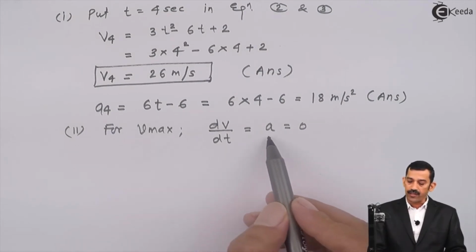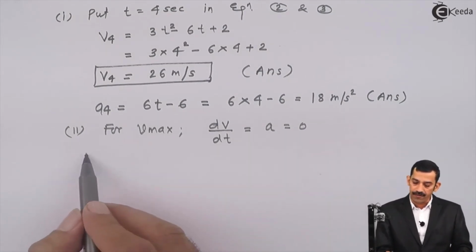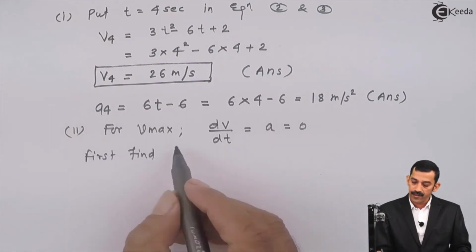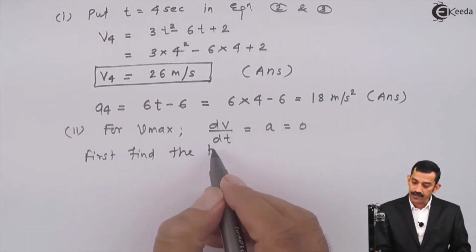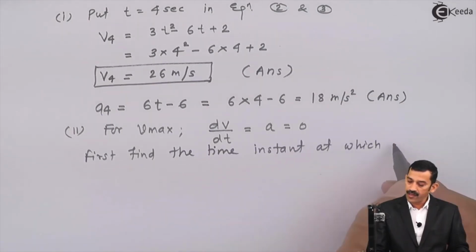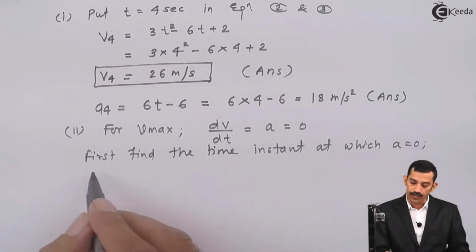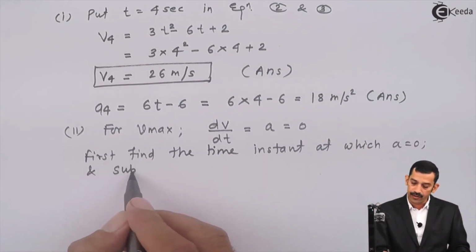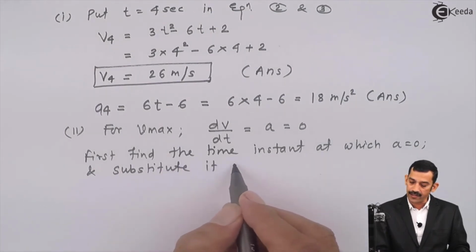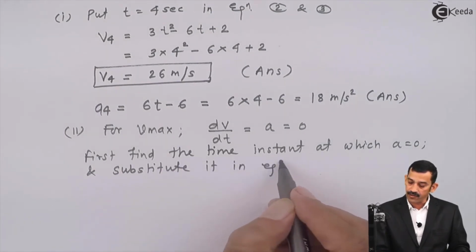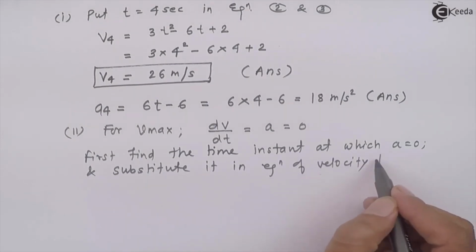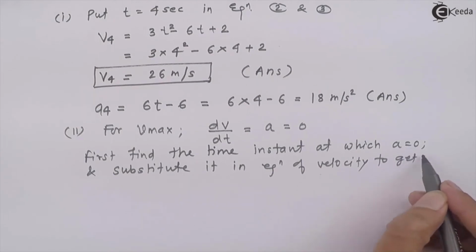First we'll find the time instant at which acceleration is equal to 0, and substitute this time instant in the equation of velocity to get Vmax.